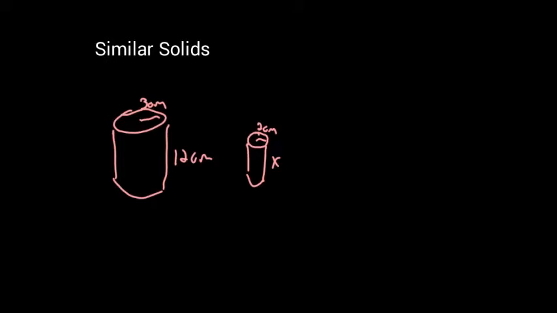Alright, so let's talk about similar solids. So here I got two solids. They're both cylinders. One has a radius of 3, the other has a radius of 2. One has a height of 12, and the other one we have an unknown height. So to solve this, you can just set up a proportion, because these are just one-dimensional measurements here.